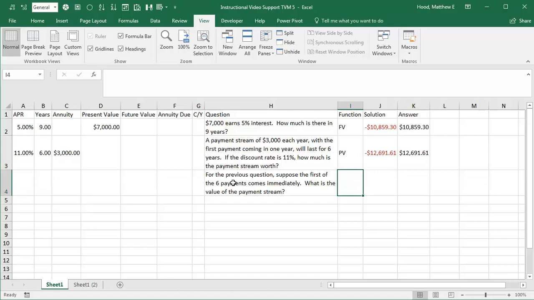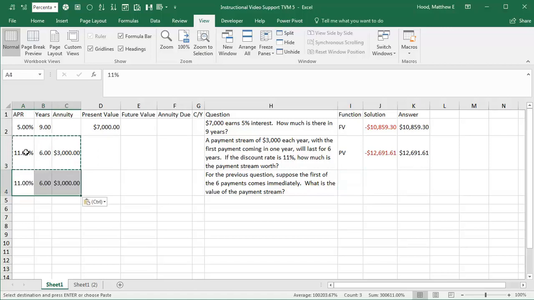Following along, we have a really similar question. So from the previous question, suppose the first of the 6 payments comes immediately. What is the value of the payment stream? So I'm going to keep all of this information, paste it in there. But if the first payment comes immediately, this makes it an annuity due. So I'm going to put a 1 here for the annuity due.